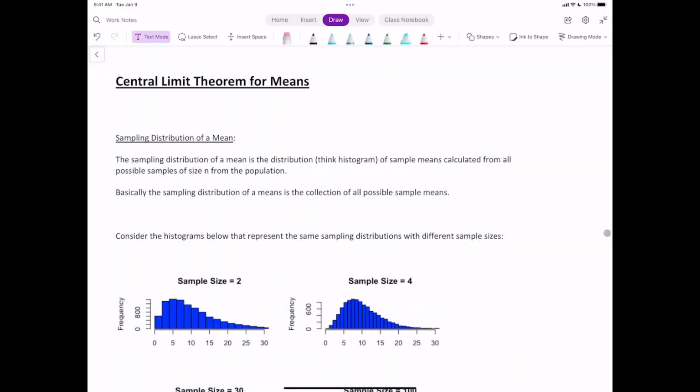All right, in this video, we're going to talk about the central limit theorem for means. So hopefully you watched a previous video where we went over the central limit theorem for proportions. This is very similar, except instead of measuring proportions, we're going to be measuring means. So just a quick little recap.